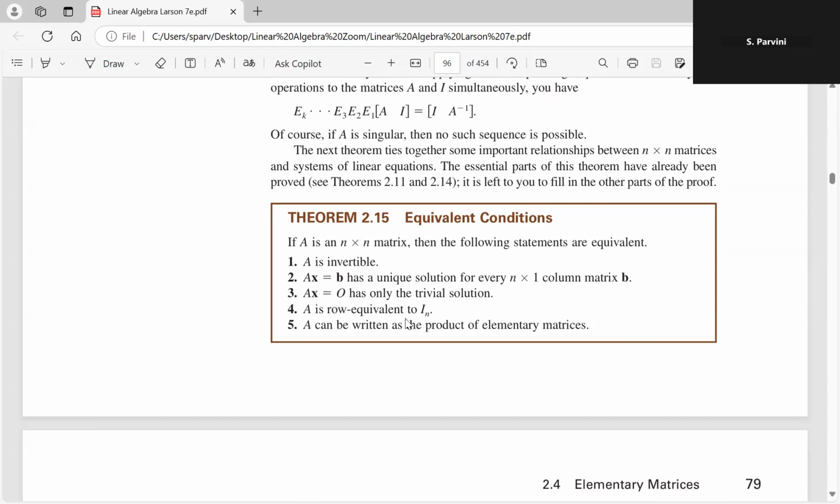Now, number 4 says A is row equivalent to the identity matrix. And remember when we did Gauss-Jordan of A, didn't it look like identity in the end? It did, didn't it? Remember when we did the adjoint? The left side was the identity matrix. So that's what this says. And finally, for now, number 5: matrix A can be written as a product of elementary matrices. This comes from that section.